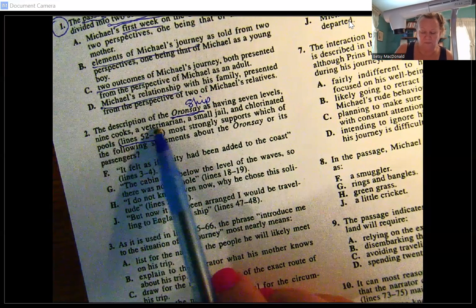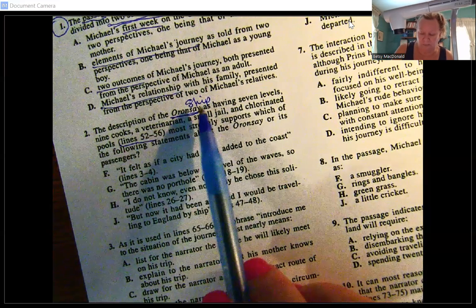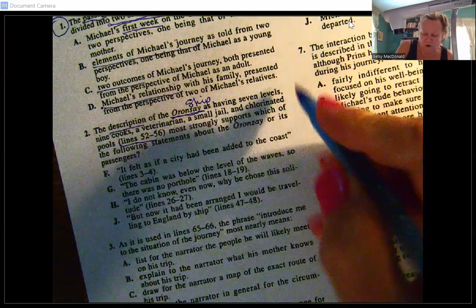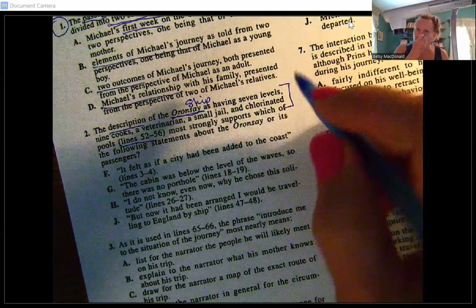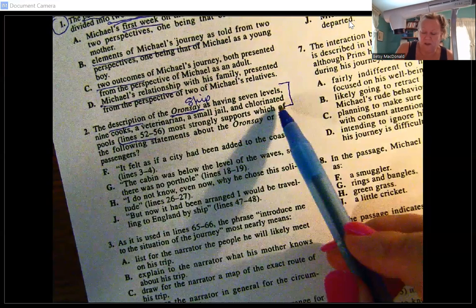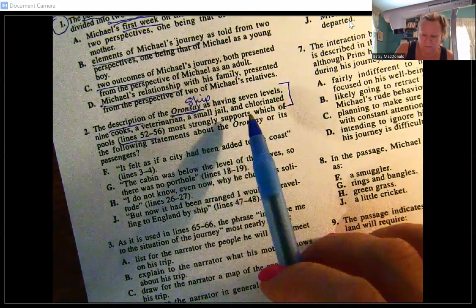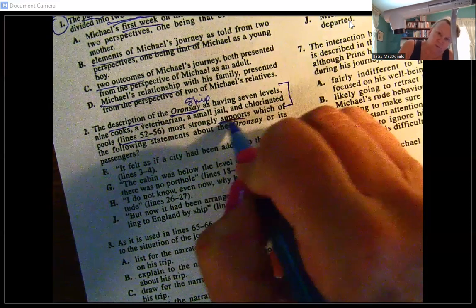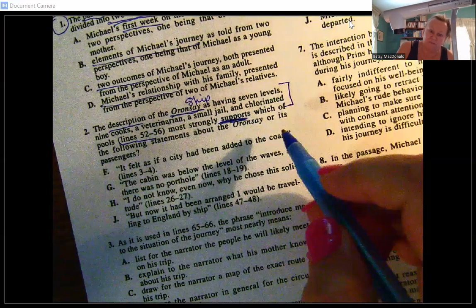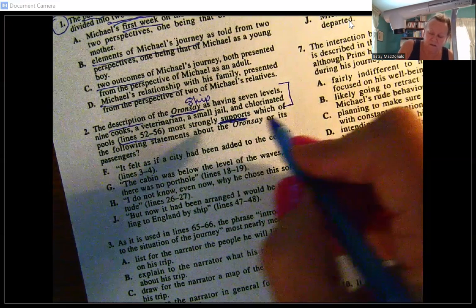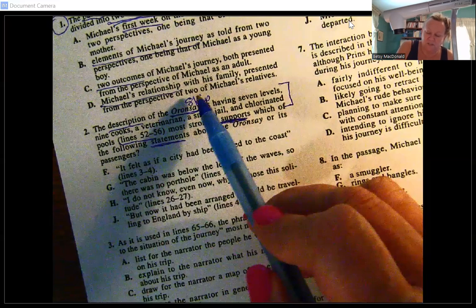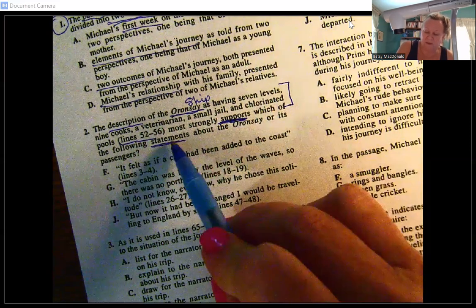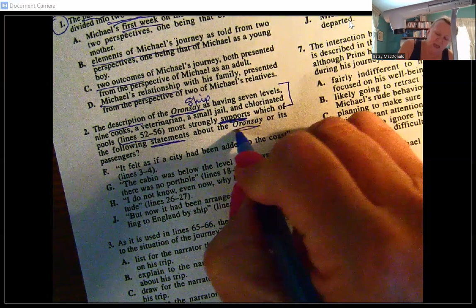So let's go look. The description of the Ornsay, the ship. Okay, so the ship describes, it's a description, and all these things describe it. We don't need to worry about these details. These are details that we're aware of, but we'd want to know. Okay. The description of the ship most strongly supports which of the following statements? The description of the ship supports the statements about the Ornsay and its passengers.